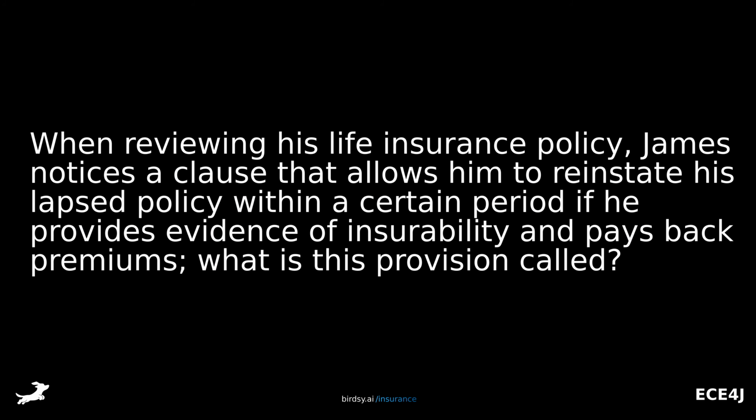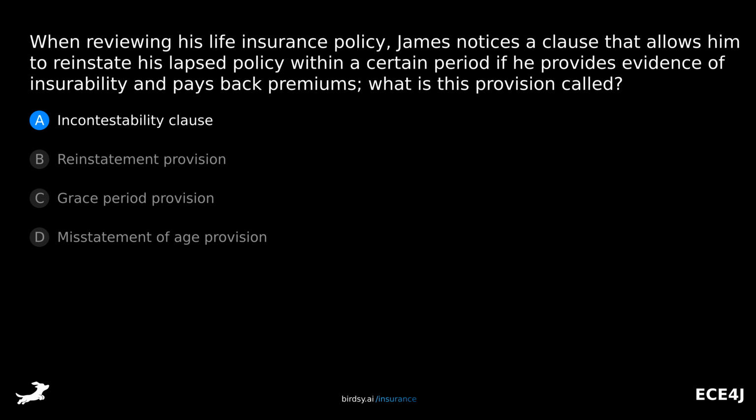When reviewing his life insurance policy, James notices a clause that allows him to reinstate his lapsed policy within a certain period if he provides evidence of insurability and pays back premiums. What is this provision called? Is it A, incontestability clause, B, reinstatement provision, C, grace period provision, or D, misstatement of age provision? The correct answer is B, reinstatement provision.